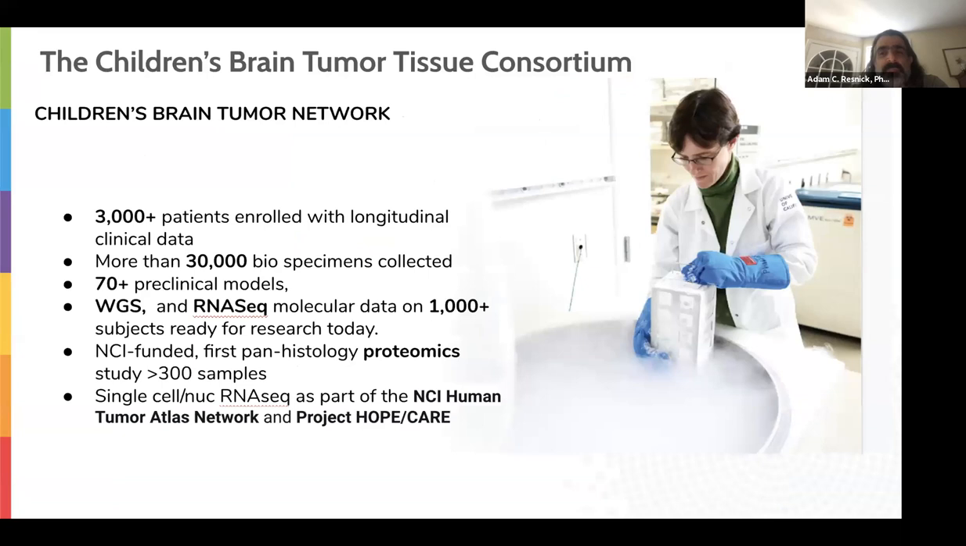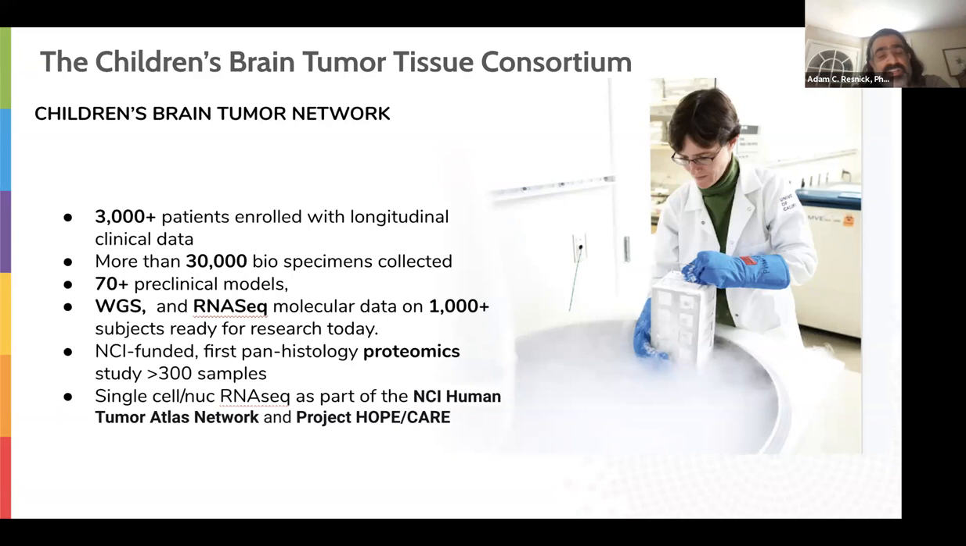So today we have more than 3,000 patients enrolled with longitudinal clinical data in the Children's Brain Tumor Tissue Consortium or Children's Brain Tumor Network. This spans more than 30,000 biospecimens that essentially span fresh frozen tissue, DMSO frozen tissue, so you can generate cell lines or preclinical models, as well as derivatives of the tissue like RNA and DNA and protein for various assays. We've also been curating and developing preclinical models, with more than 70 of these. These end up being the environment or the resource that allows for drug testing or CRISPR knockouts or any of the other types of efforts that really drive accelerated clinical translation.